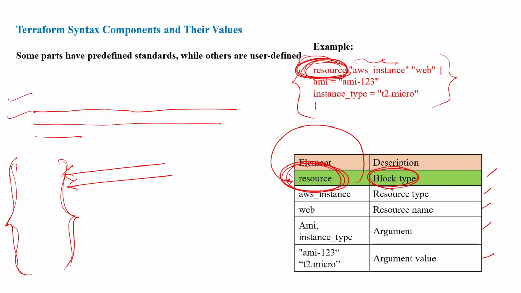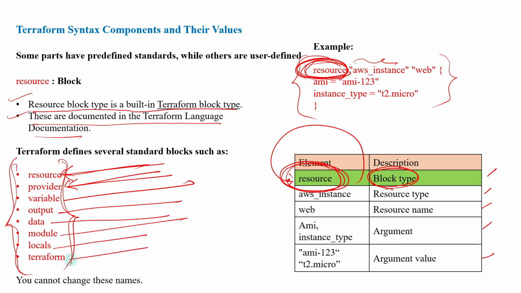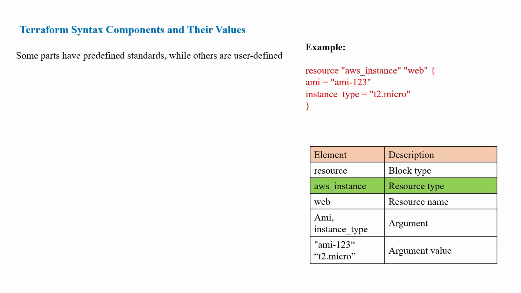Now apart from resources and provider, we have the block types variable, output, data, module, locals, and Terraform. The Terraform, resource, and provider block types we have already seen with a few examples. I will explain all these blocks, the purpose of each and every block, and how we define the different configurations using them. So this is the first section, which is the block type. Now let us go to the second section, which is the resource type.